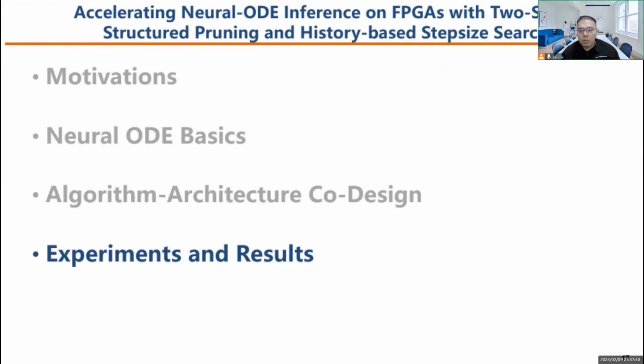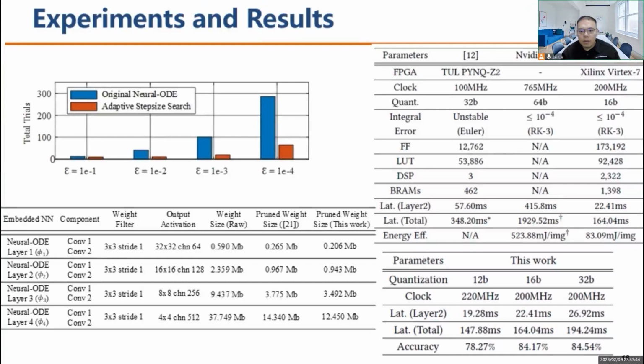Okay, now we move to the last part, the experiments. First, we compare the energy consumption performance and inference speed performance between different works. Our experiments on the CIFAR-10 dataset show that the inference speed of the network is 22.41 milliseconds for Neural-ODE single-layer inference time, and 164.04 milliseconds for the four-layer inference time.